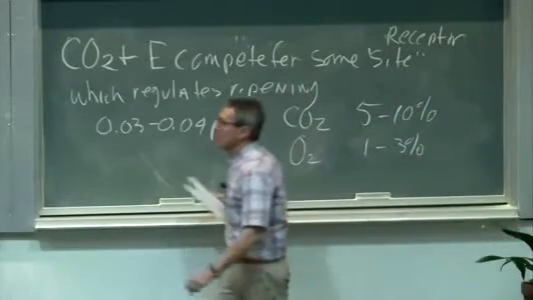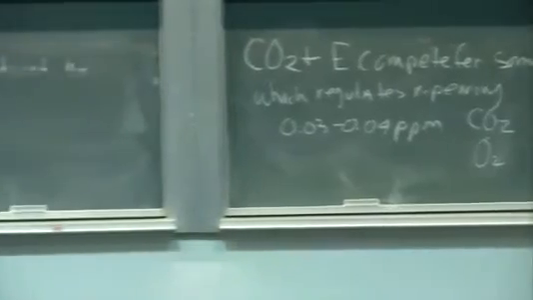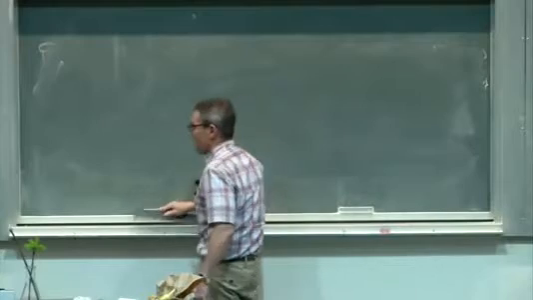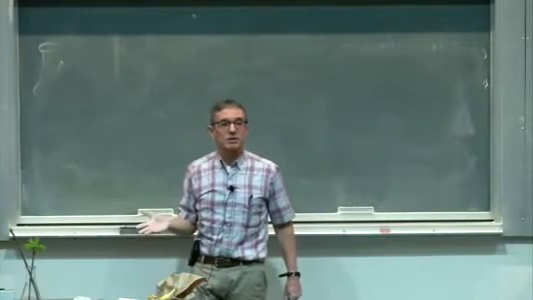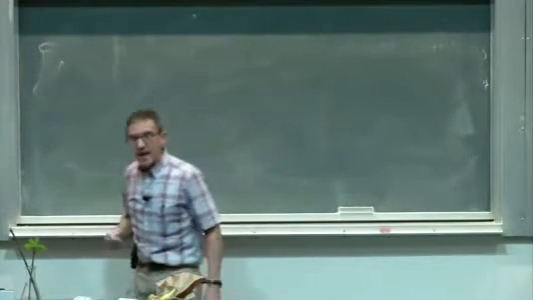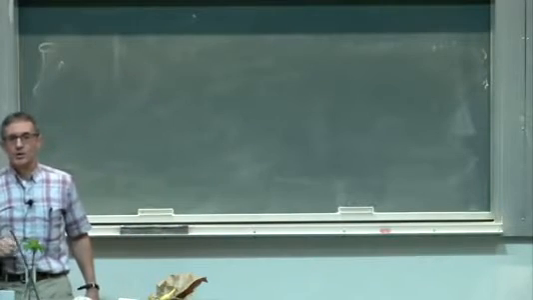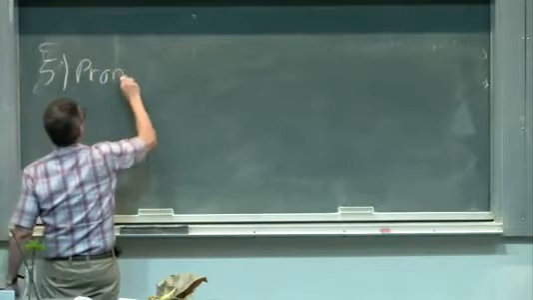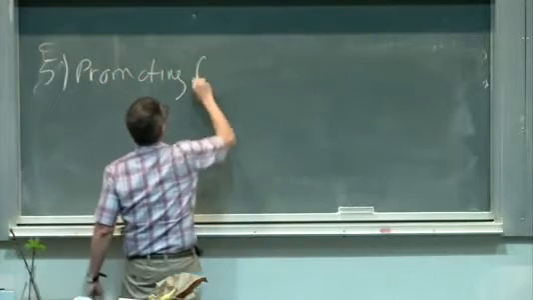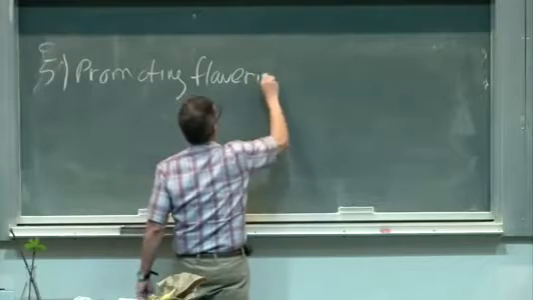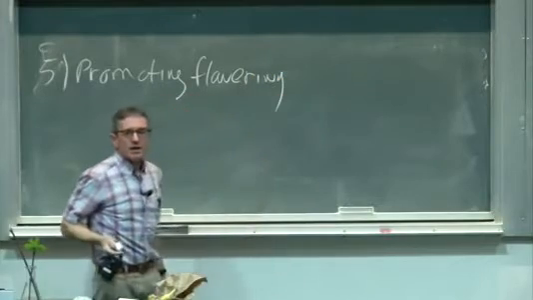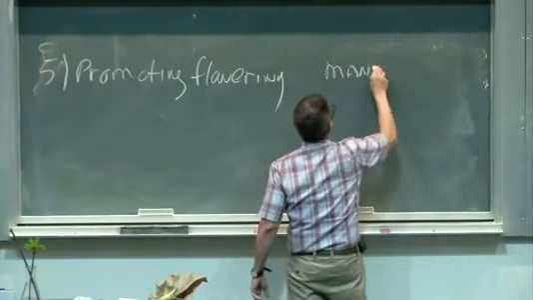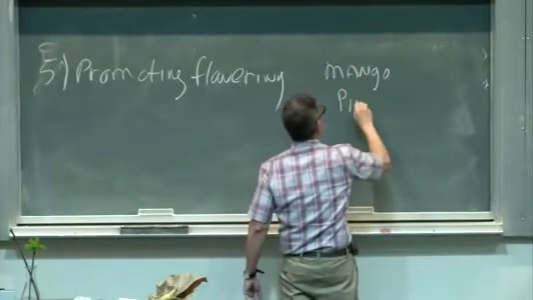So ethylene is extremely important with regard to keeping and maintaining fruits, understanding when they can be made ripe, and preventing spoilage. It's a really important compound. Ethylene has some other very important commercial aspects, and this has to do with promoting flowering. In particular, two crops where flowering is promoted by applications of ethylene are mango and pineapple.